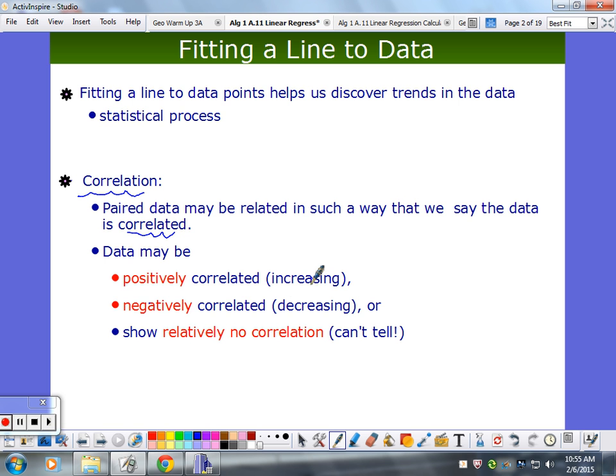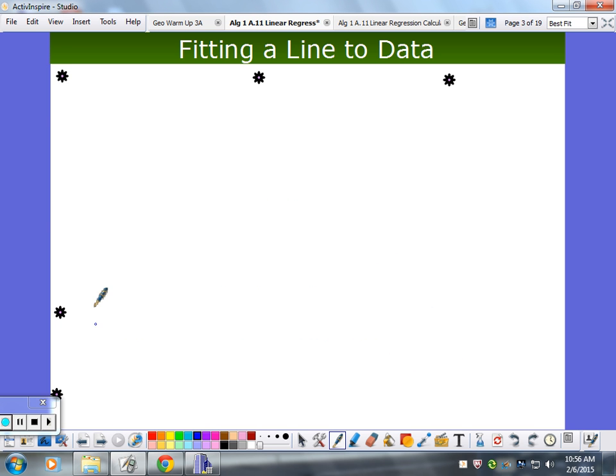I don't see anything. And positive, we call that an increasing kind of relationship, like a line that looks like this. Slope, right? Positive slope, positive correlation. A negative is decreasing, like a negative slope. And then this is where we're all over the place. We can't really see it.